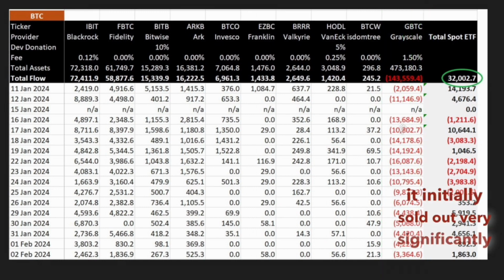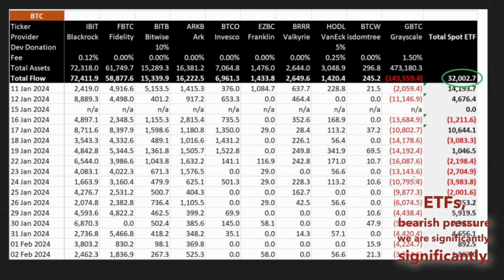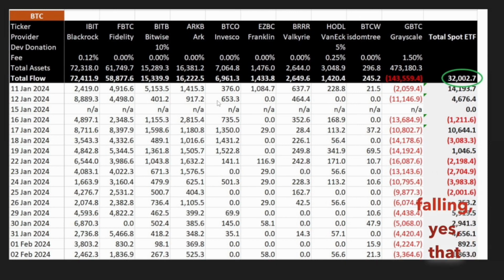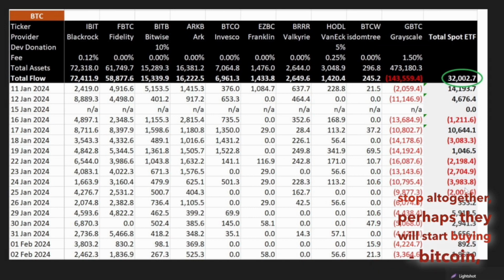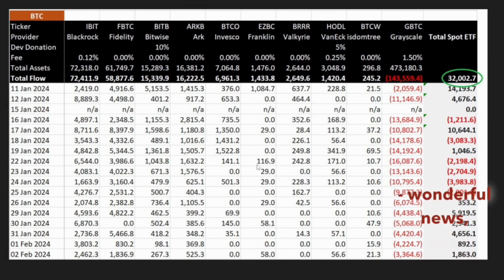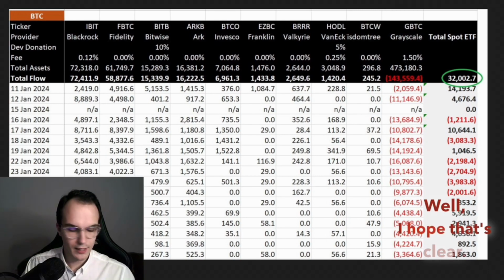It initially sold out very significantly here. Why? Because exchanges like FTX, remember, went bankrupt, sold their assets which they held in Grayscale. And through ETFs, Bitcoin was sold. Bearish pressure, we are significantly. Remember, it is falling, yes, that is, you see, it will soon stop altogether. Perhaps they will start buying Bitcoin, then in general, wonderful news. Yes, because it is the only ETF which creates bearish pressure on the market. Well, I hope that's clear.